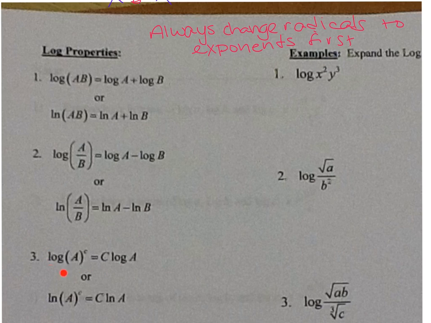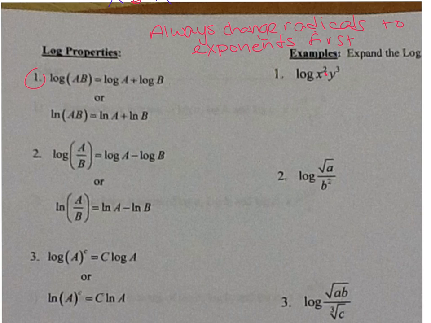And the reason why is because, number 3, in order to move the c in front of the log, you have to have log a all by itself. I don't have log x by itself. I have log xy. So it has to be by itself. So x to the 2nd, y to the 3rd, what's in between x to the 2nd and y to the 3rd is a multiplication symbol.